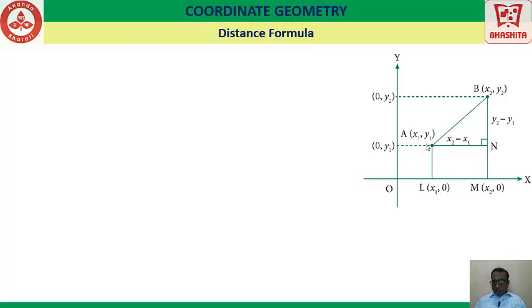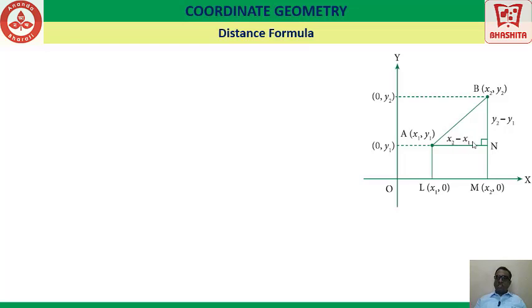In fact, if you drop a perpendicular from A onto the x axis, AL, and a perpendicular from B to the x axis, say BM, the coordinates of L would be (x1, 0) and the coordinates of M would be (x2, 0). Now LM is nothing but OM minus OL. So x2 minus x1 is what we have as AN. There is no difficulty to realize that BN is nothing but BM minus MN. BM is basically y2 and MN is y1, so y2 minus y1 is this.